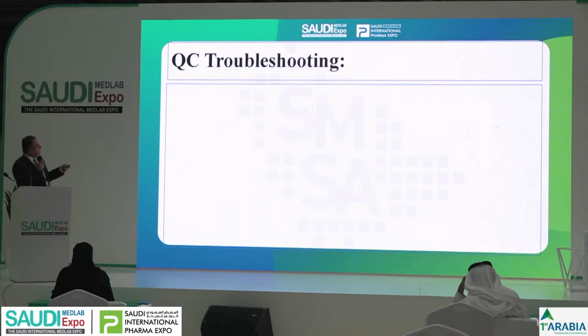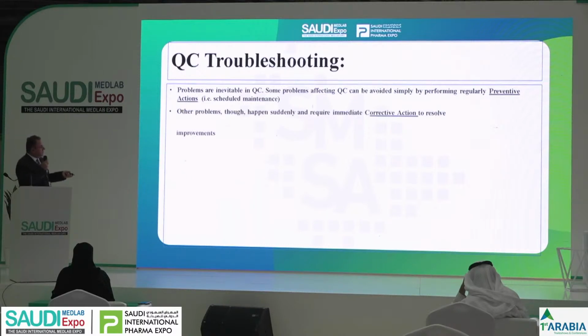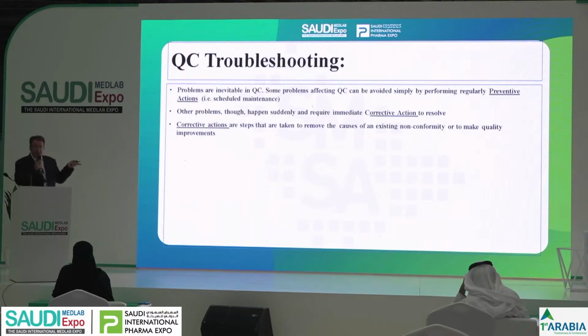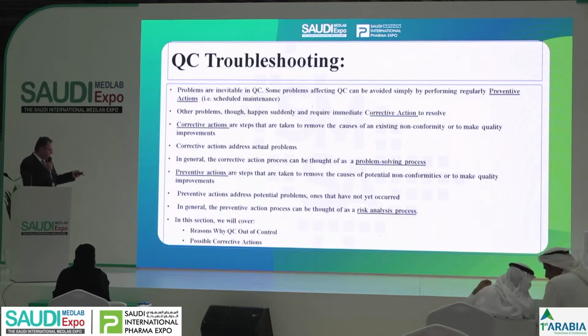Okay. Next, QC troubleshooting. Obviously, if you work in the lab, you have noticed that the QC will be out of range sometimes. Okay. So once it happens, like I said, you need to correct the issue, and you need to have a corrective action actually written. You need to have a corrective action form and fill it also. So in this section, I will cover the reason why QC is out of control and possible corrective action per my experience and by my research.